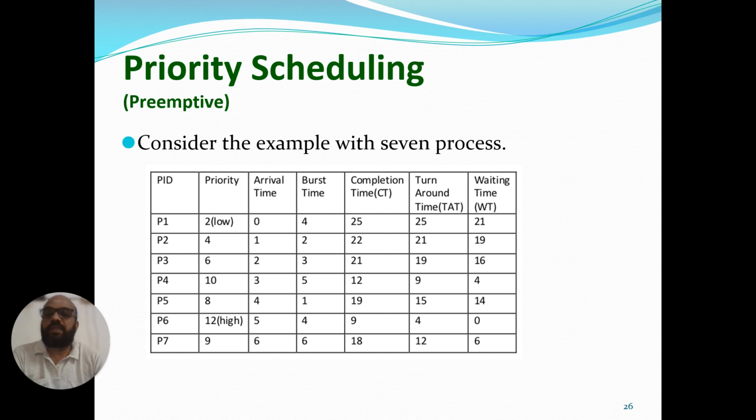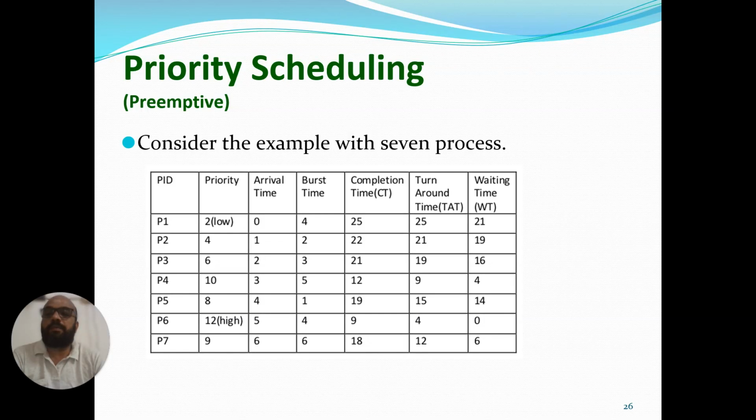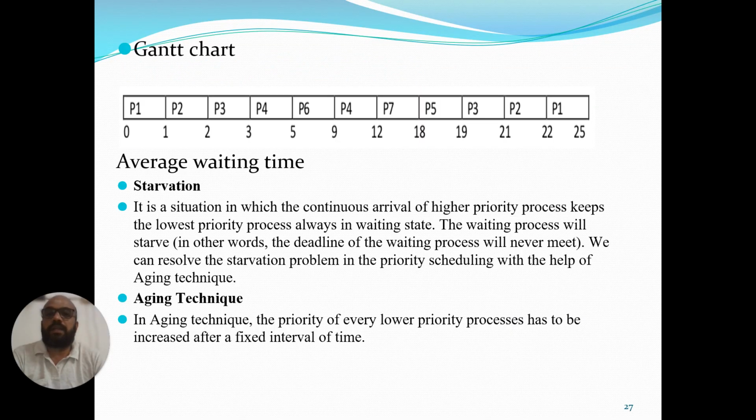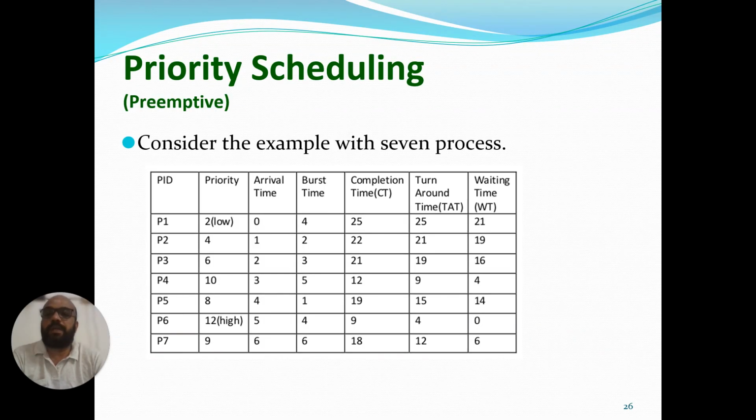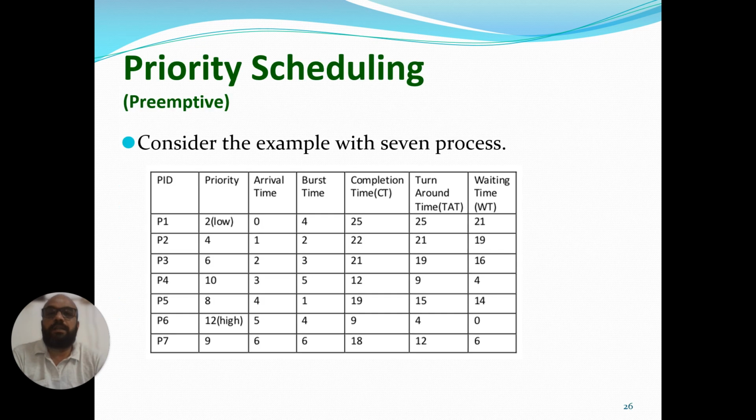Next, at time 6 P7 arrives and its priority is 9. Besides it we have P4, which is higher. So P4 gets its turn, followed by P7, then P5, and the remaining processes with priorities 6, 4 and 2 complete their execution. Here we can see the waiting time and turnaround time of each process.